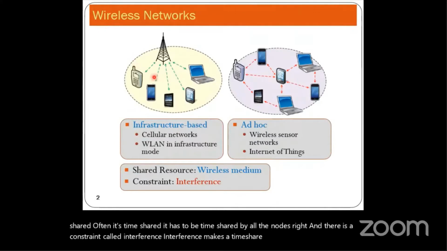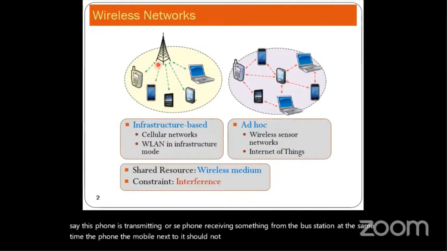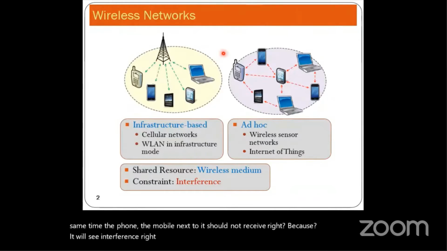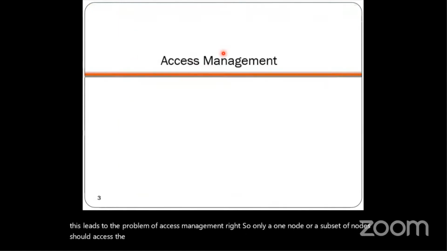What we mean is that when, say, this phone is transmitting or is receiving something from the base station, at the same time, the mobile next to it should not receive, because it will see interference. So the channel has to be time shared because of interference. So this leads to the problem of access management, so that only one node or a subset of nodes should access the medium at any point of time.